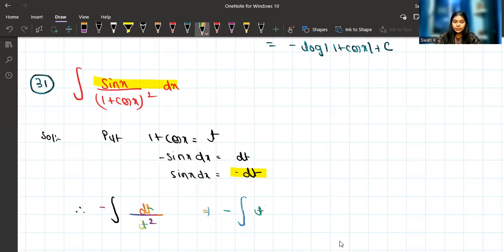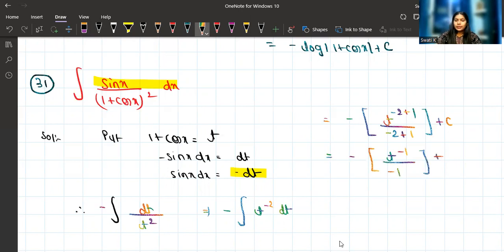By using the property of exponent, this will become t raised to minus 2 dt. Now, if you use the formula, it will become minus, integration of this is going to be x raised to n is x raised to n plus 1 upon n plus 1, and then of course plus constant of integration. Here n is minus 2. So it will become minus t raised to minus 2 plus 1, that is minus 1, upon minus 2 plus 1, that is again minus 1, and then plus c.